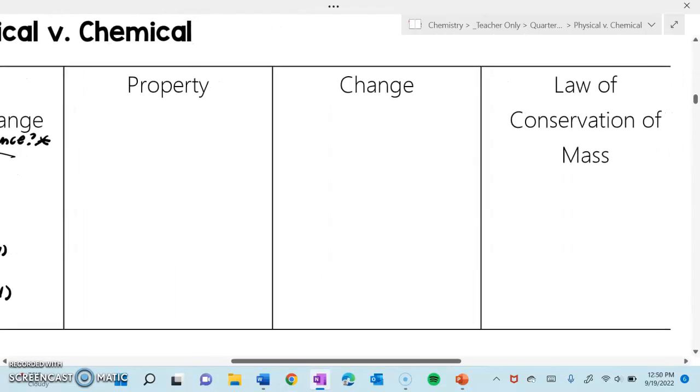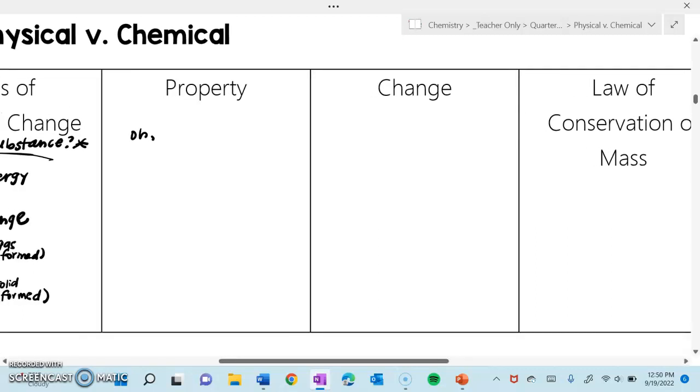So we can use physical and chemical to describe properties and changes. We're going to distinguish between the two here really quickly. A property is an observed characteristic, so something that you observe about a sample. And there are lots of different properties, but these are just observations, observed characteristics.